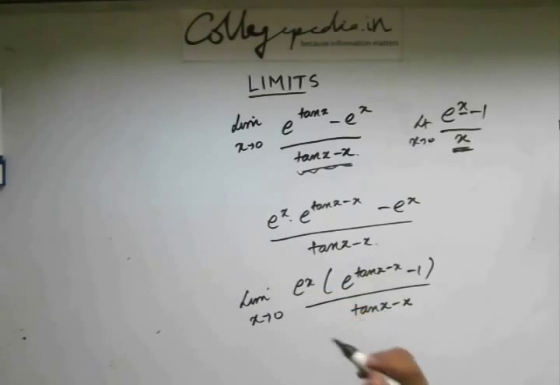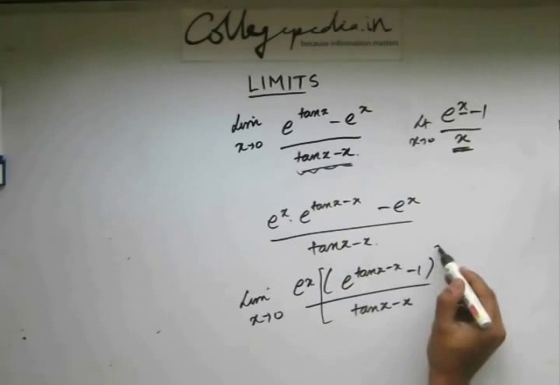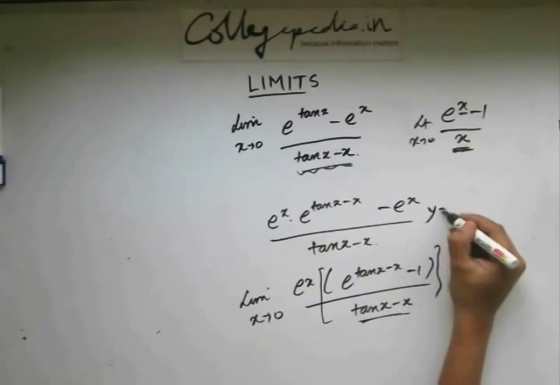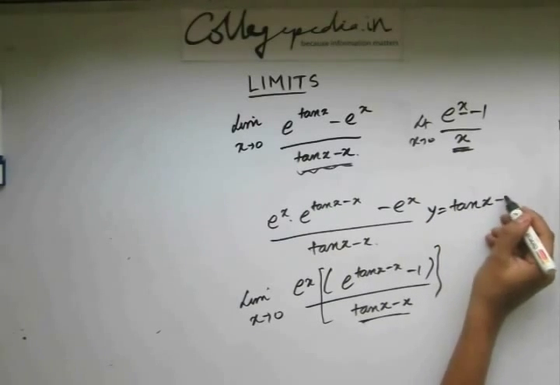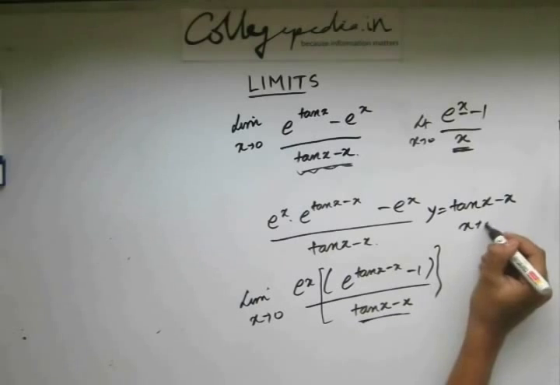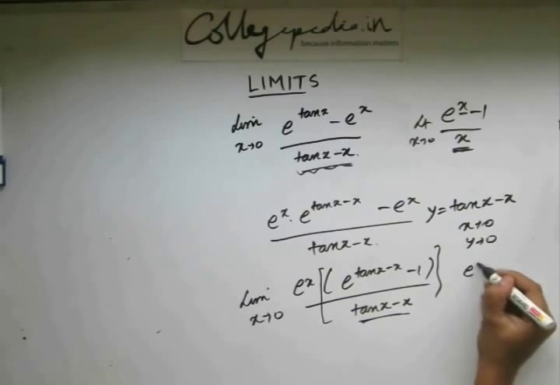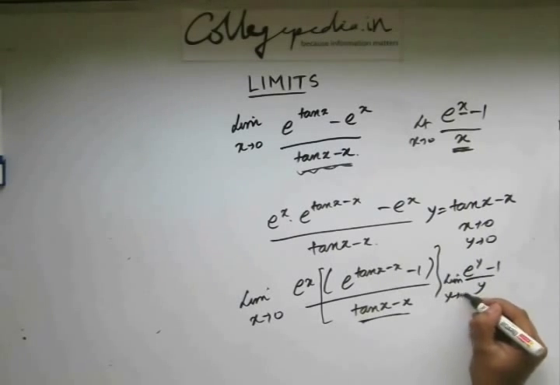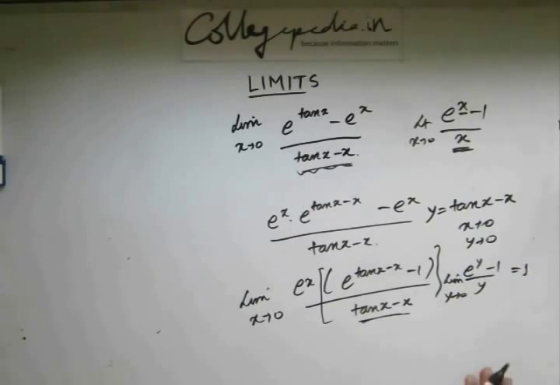Now when I put 0, this is 1, and for this part you see that if I take 10x minus x as y, let's say y equals 10x minus x. Now if x approaches 0, y approaches 0, so this gets of the form e to the power y minus y, limit y approaches 0, whose value I know is 1. So this is 1, this is also again 1, so it's 1 into 1, so the answer is 1.